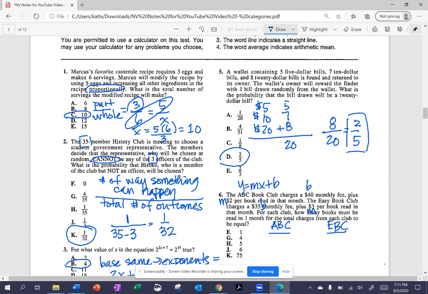So substituting in my equations, I get 2x plus 40 equals 3x plus 35. If I subtract 2x from both sides, I get 40 equals x plus 35. Subtracting 35 from both sides, I get 5 equals x. So 5. X is 5.